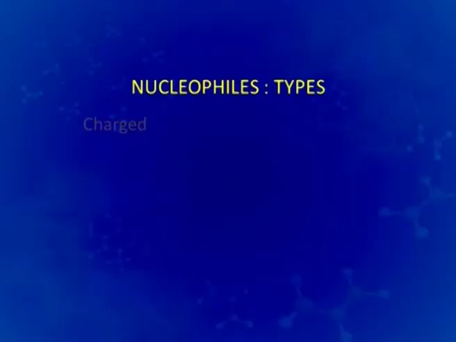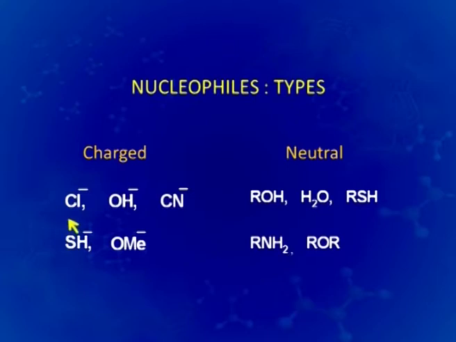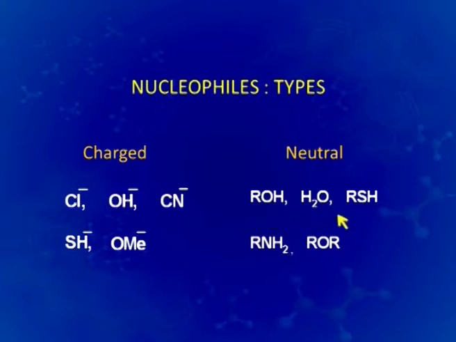So, nucleophiles can be both charged as well as neutral, and we shall see later which are more stable or which are more reactive, but these are some of the examples for charged and neutral nucleophiles. We have charged chloride, hydroxide, cyanide, the thiol group or the methoxy, and their equivalent neutral partners. That is, we have an alcohol, water, a thiol, an amine or an ether. So, these are generally the types, but then there are a number of other species which can act as nucleophiles.